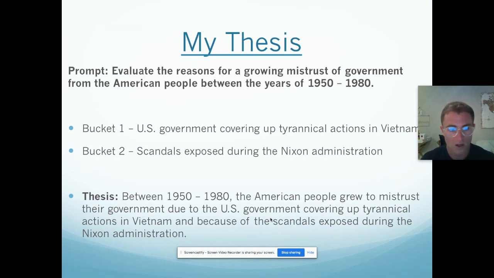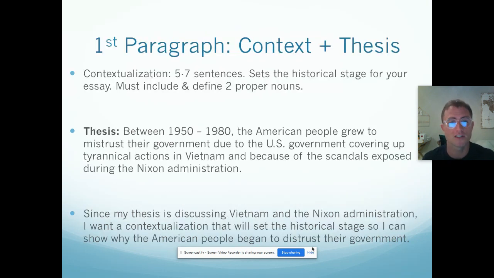It's very simple. Okay, I look at the time period. We need to talk about growing mistrust of government from the American people between 1950 and 1980. I'm going to put my buckets into this thesis, and I'm going to write a thesis that addresses the prompt. Between 1950 and 1980, the American people grew to mistrust their government due to U.S. government covering up tyrannical actions in Vietnam, and because the scandals exposed during the Nixon administration. Aha, I've done that. I know that I'm going to be able to use the documents to back this up because I looked at the documents to form my thesis in the first place, right? So here we go. I've got a thesis that's working for me.